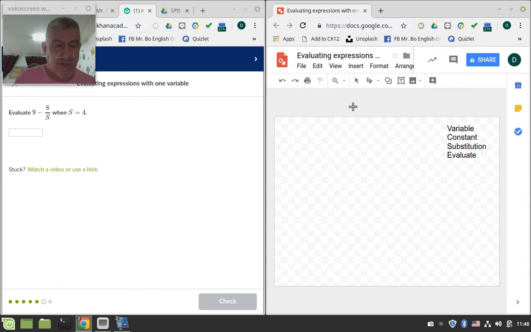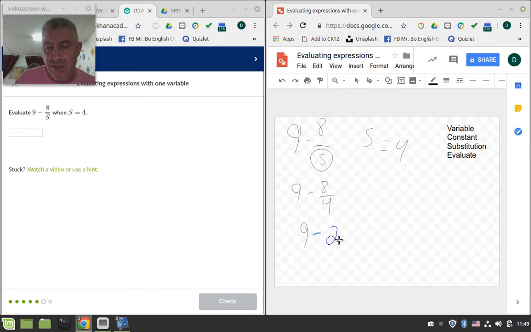Alright, so we got 2 more problems here. This problem is 9 minus 8 over s, where s is equal to 4. So when we see s, we're going to write 4. 9 minus 8 divided by 4. And 8 divided by 4 is 2, and 9 minus 2 is 7. So over here, I'm going to write 7 and click check.